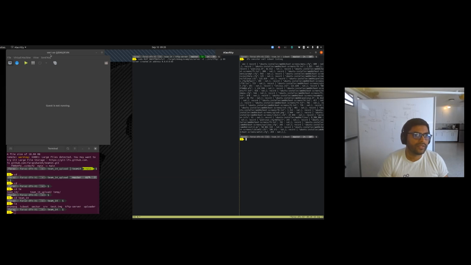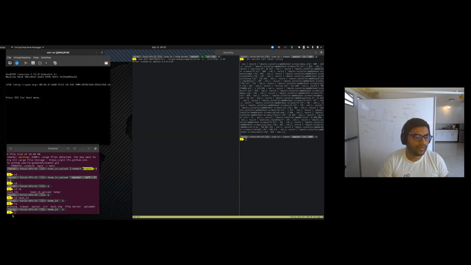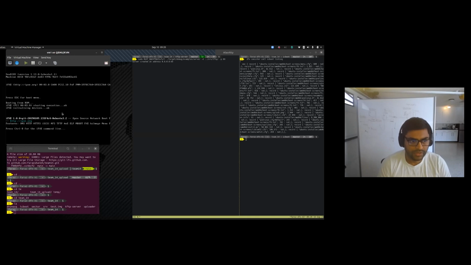And then here we start a VM which is pre-configured to boot over TFTP. Okay, so hopefully this VM boots.